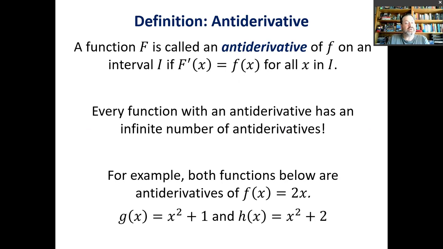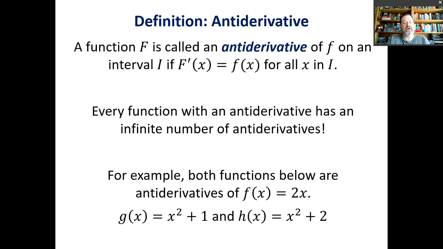So from a technical perspective, an antiderivative is just a function, capital F, where if you take the derivative, you get another function, lowercase f. And so capital F is called the antiderivative of f. It turns out that every function with an antiderivative has an infinite number of antiderivatives. So if a function has one, it has an infinite number. That might seem complicated, but look at the bottom of the slide, and you'll see why that works.